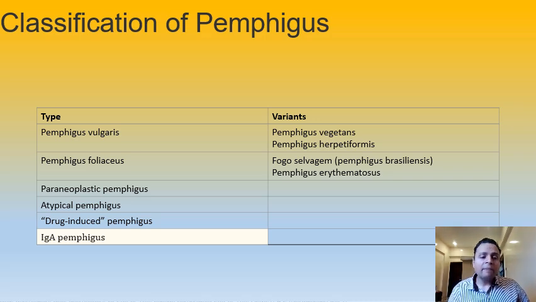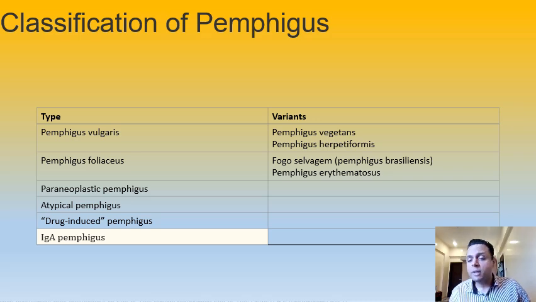You understood: under pemphigus vulgaris we will be discussing pemphigus vegetans and pemphigus herpetiformis. Under pemphigus foliaceus we will be discussing Fogo selvagem and pemphigus erythematosus. Then we have paraneoplastic pemphigus, because of lymphoma, sarcoma or carcinoma, through molecular mimicry. Then we have atypical pemphigus, where you cannot designate which type it is.